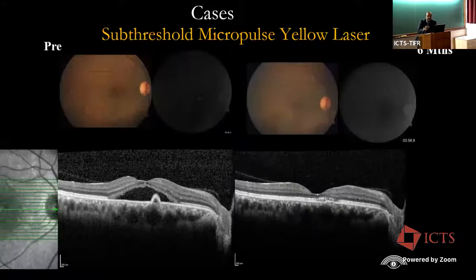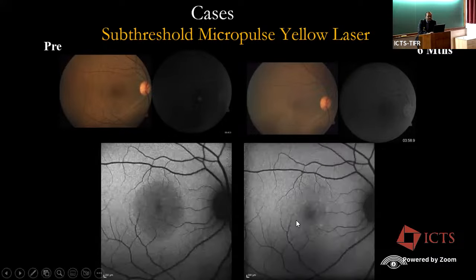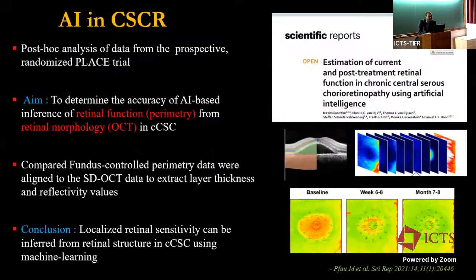Whereas when we use subthreshold micropulse yellow laser, which is a colder laser, it has lesser tissue toxic effect. You see there is resolution, but interestingly, there is no trace or tissue toxicity on the autofluorescence. So it's a little better to use this.